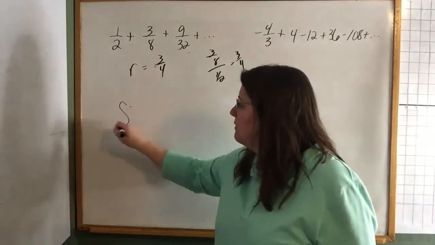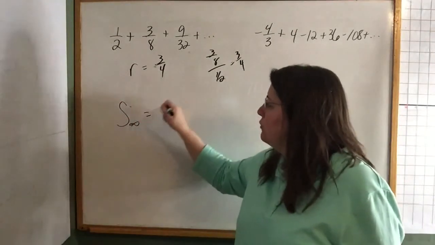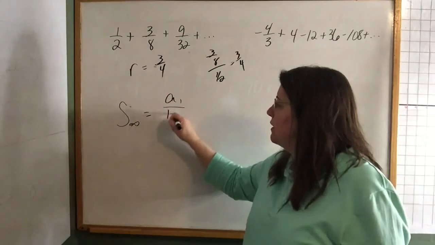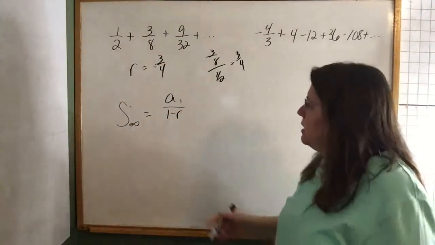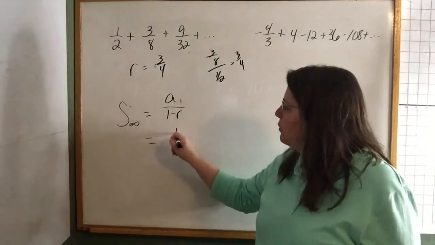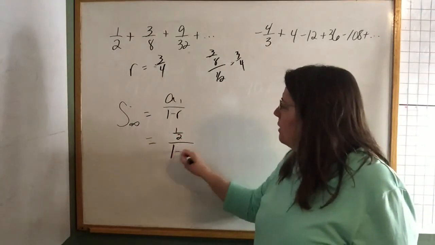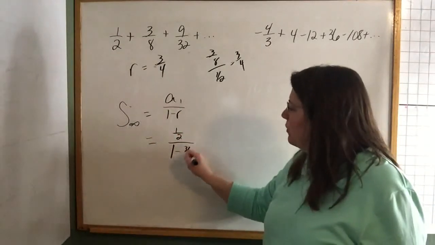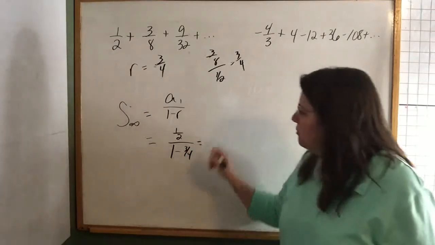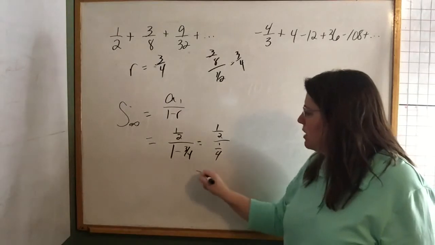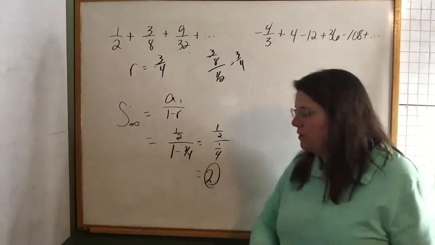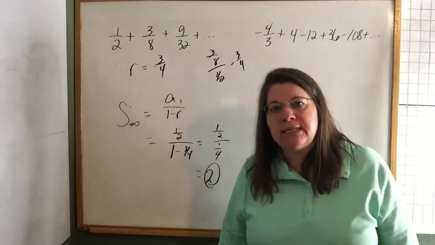I'm going to use the infinite series formula to find the sum of this series. And that's what your directions are here. Find the sum of the infinite series. So if I do that, a sub 1 is 1/2 over 1 minus r, which is 3/4. That would give me 1/2 over 1/4, which is 2. So the sum of that infinite series is 2.